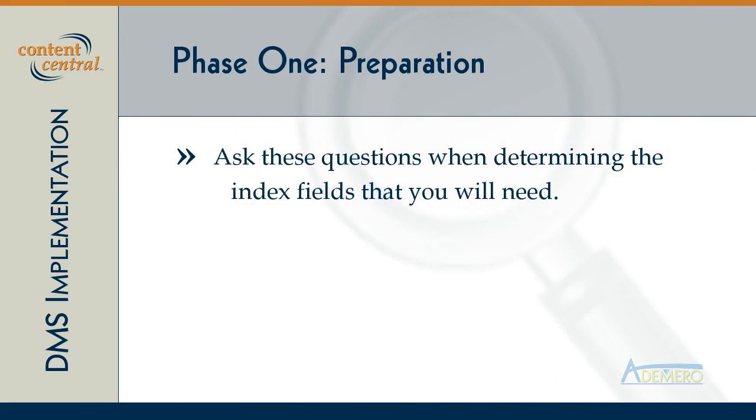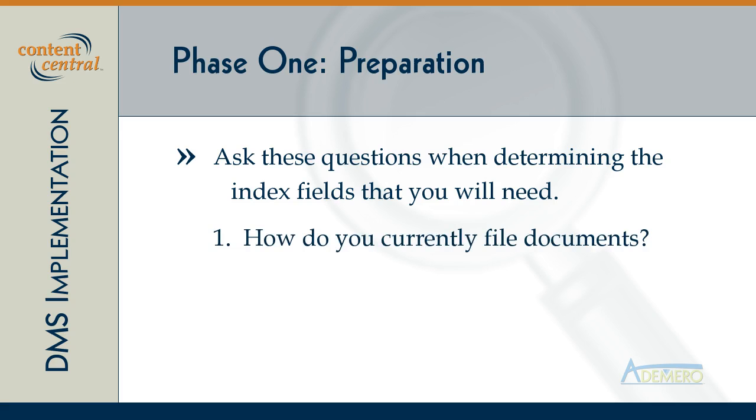In trying to figure out what fields you need, there are a couple of questions that can help you identify possible fields. First, how are those documents filed away today? If they're stored in a network folder, usually the folder names should be considered as possible fields. If they're stored in a filing cabinet, the folder name is usually a field.